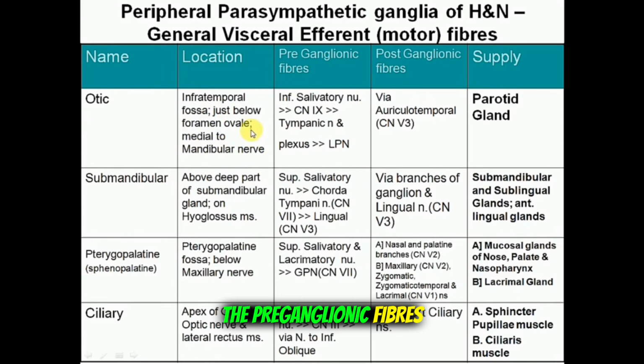The preganglionic fibers arise from the inferior salivatory nucleus present in the pons. The fibers from this nucleus will travel via glossopharyngeal nerve, its tympanic branch, tympanic plexus, lesser petrosal nerve, which will eventually relay in the otic ganglion, and the postganglionic fibers come out from the otic ganglion and pass via auriculotemporal nerve to supply the parotid gland.